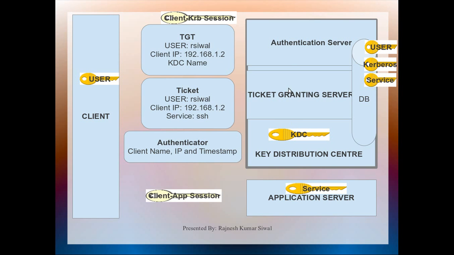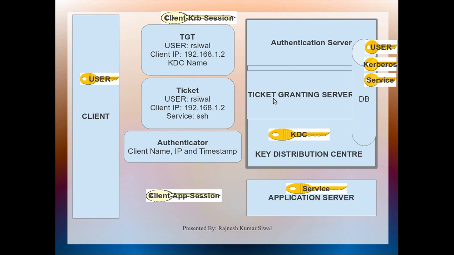So after it has checked the identity and made sure that the user has access to the service, it creates a ticket. This ticket granting server creates a ticket which will consist of the details: user, IP address, and the service that the client is trying to access, in case he is allowed access for that. The ticket is now signed with the private key of this application server. So once again, the client will not be able to read this ticket. This ticket is supposed to be read only by the application server. So the ticket is encrypted with the key of this application server's service.